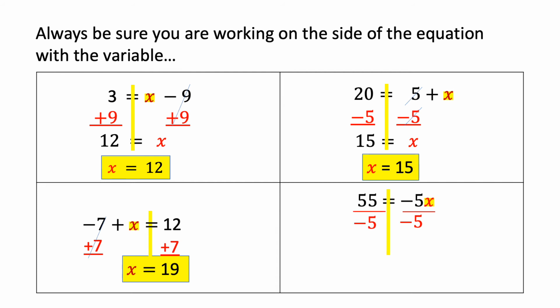If we divide by negative 5 on both sides of the equation to keep it balanced, we get an answer of negative 11. X equals negative 11. Negative 5 times negative 11 is positive 55, so this is correct.